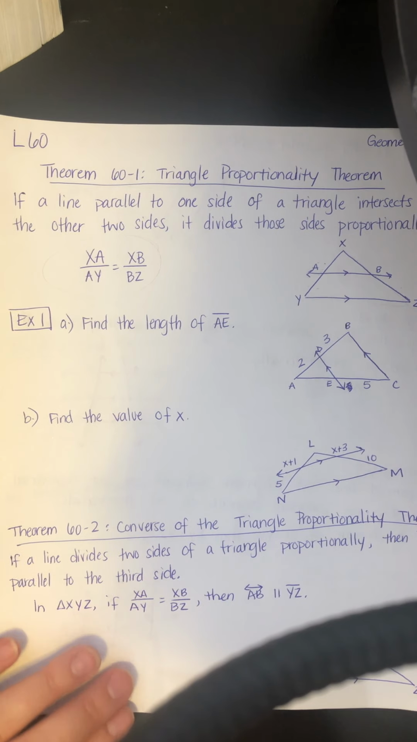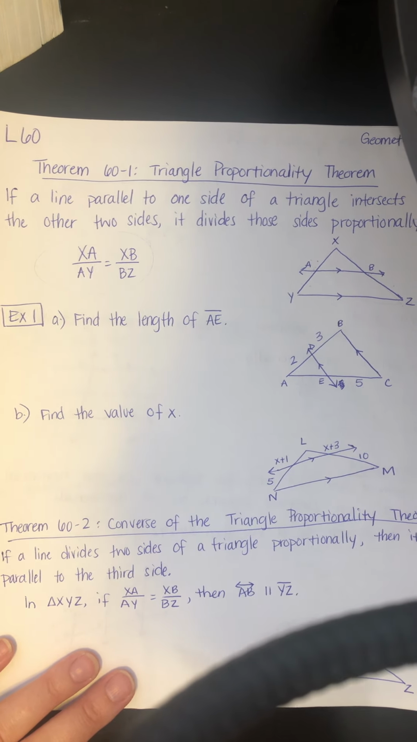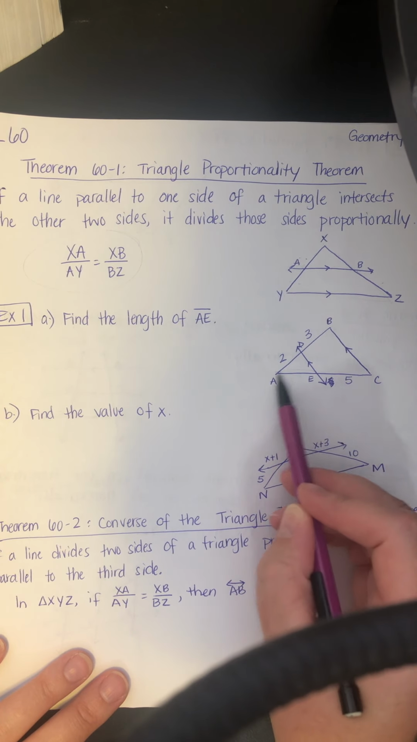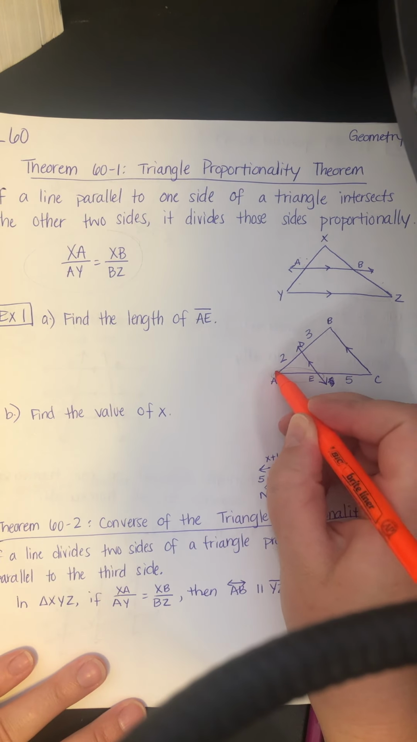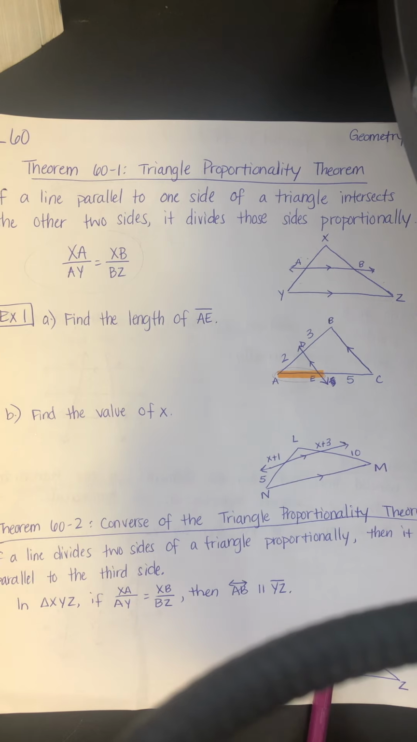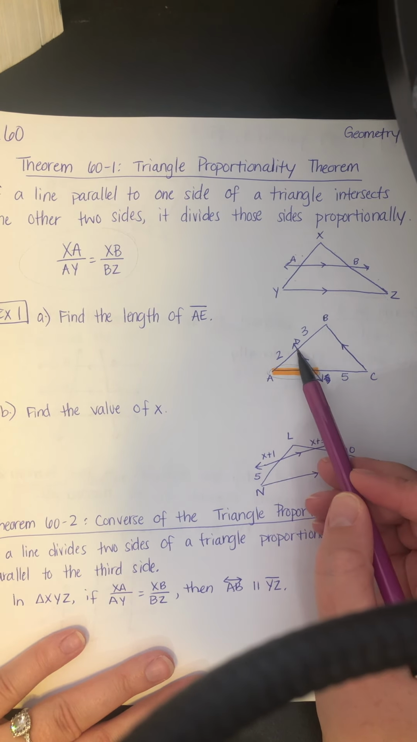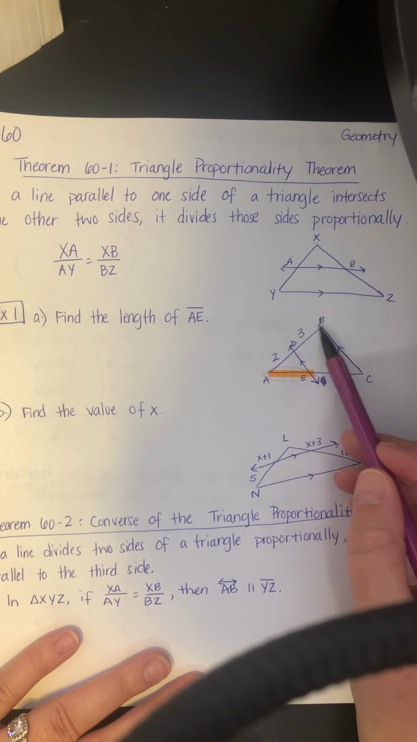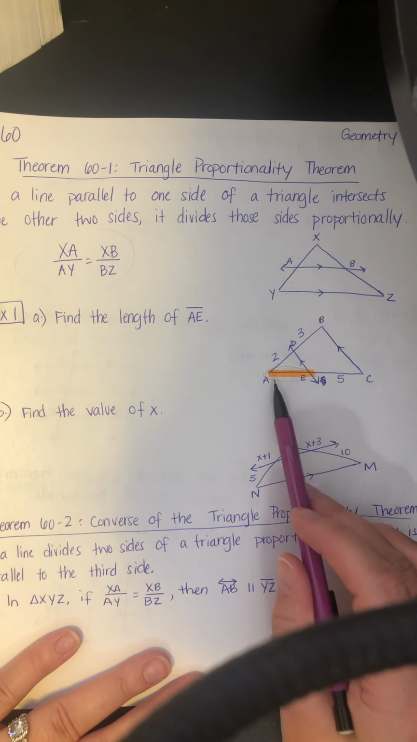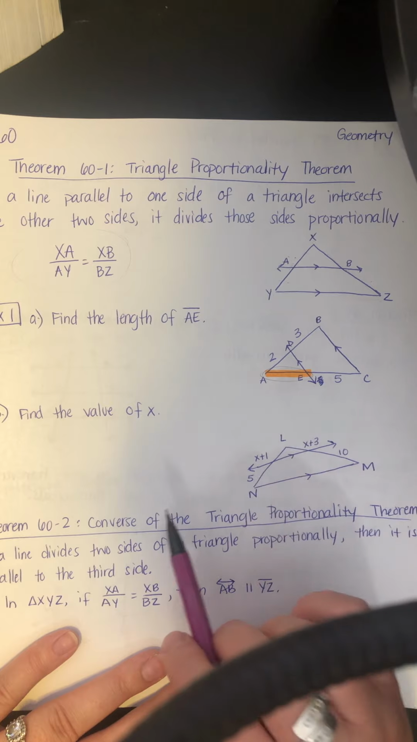So using that theorem, let's do our first example, which says find the length of segment AE. Right here, this length right here is what we're trying to find. I'm going to use my highlighters. We're looking for this length right here, from A to E. Now, it tells us from A to D is 2 units, whatever the units are, and then from D to B is 3 units. We're looking for the distance from A to E. It says from E to C is 5 units.